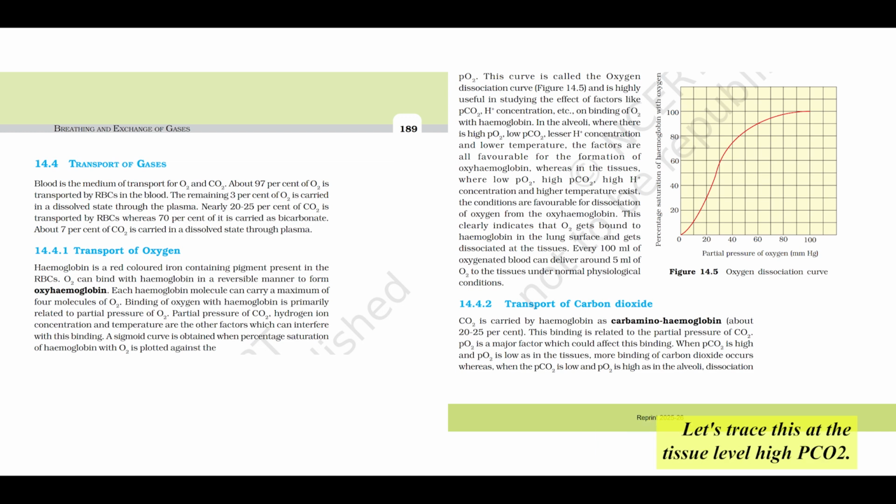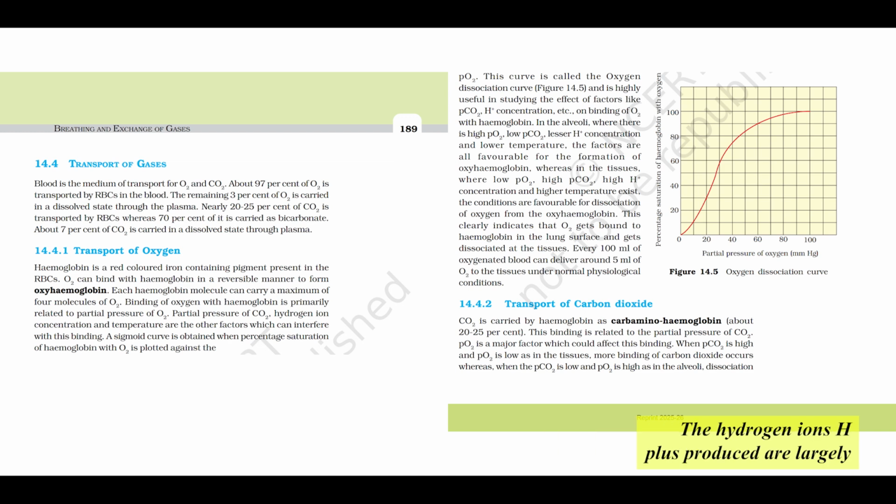Let's trace this. At the tissue level, high PCO2. CO2 diffuses from cells into the blood and enters RBCs. Inside the RBC, carbonic anhydrase rapidly converts CO2 and water into carbonic acid, H2CO3. This quickly breaks down into bicarbonate, HCO3-, and hydrogen ions, H+. The bicarbonate ions then mostly move out of the RBC into the plasma, where they travel to the lungs. To maintain electrical balance, chloride ions, Cl-, often move into the RBC. This is called the chloride shift.